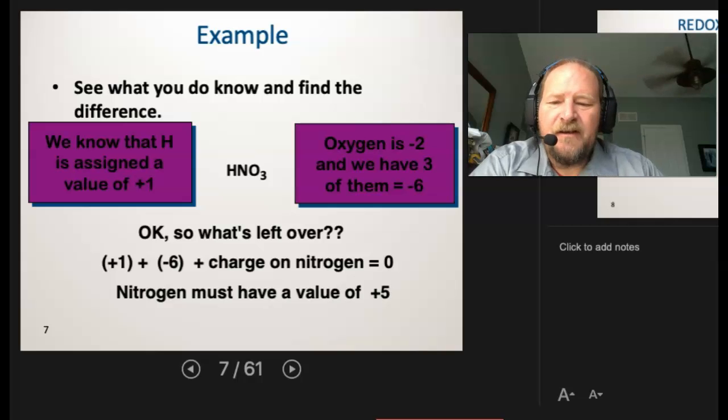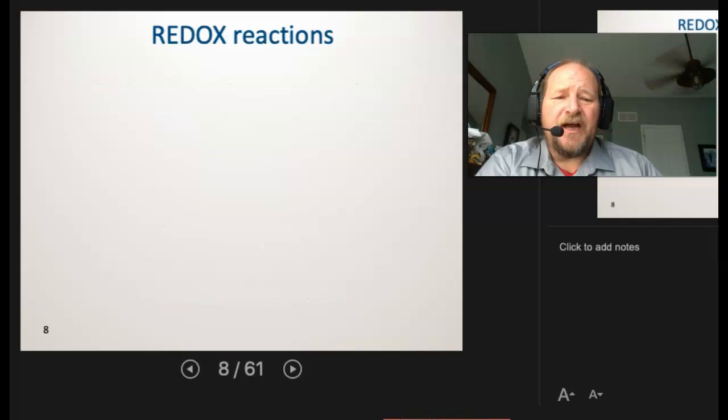Come get a hold of me, and we'll go through it some more. Now, what we want to do is be able to apply this to a redox reaction. So once we've assigned an oxidation number to the reactant side, we'll then assign numbers to the product side, and then we're going to look at how those numbers change.